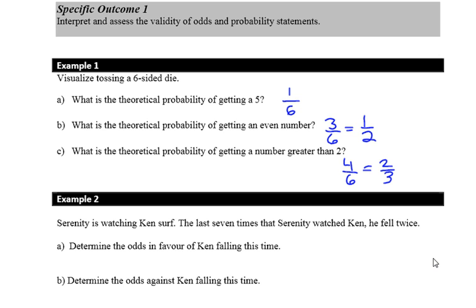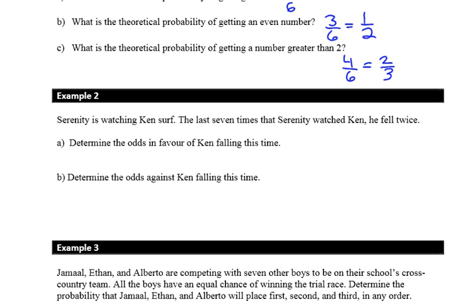Okay, Serenity is watching Ken surf. The last 7 times that Serenity watched Ken, he fell twice. I determined the odds in favor of Ken falling this time. So how many times did he fall? Twice. How many times did he not fall? 5 times.